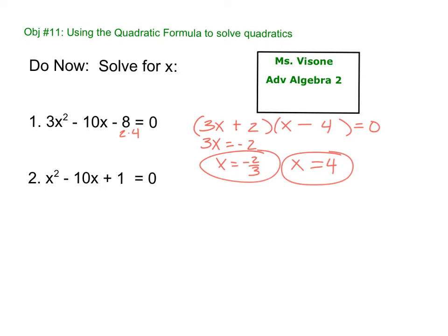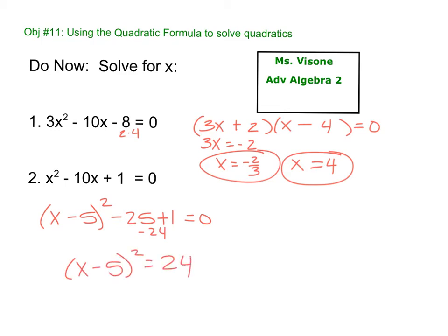Number 2 is not factorable. I'm going to complete the square. I choose that because the middle term is even. This is faster than the quadratic formula for me, because half of 10 is 5, minus 25 plus 1. That's negative 24. x minus 5 squared is 24.